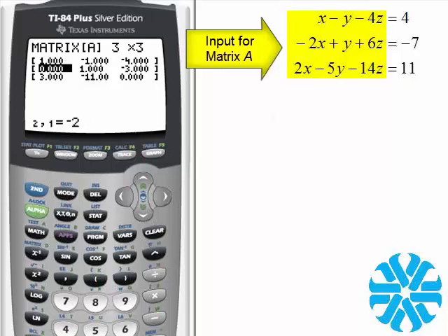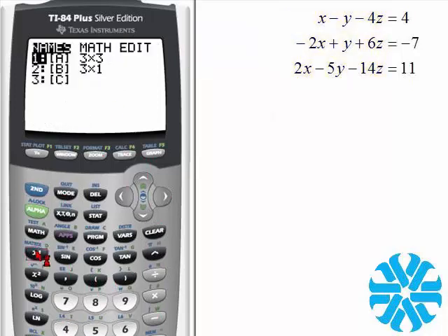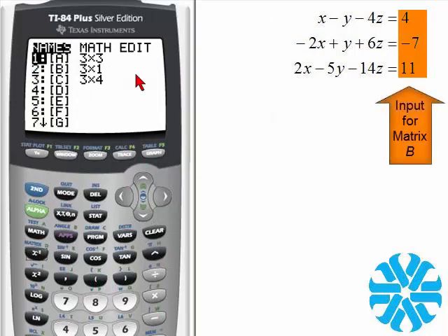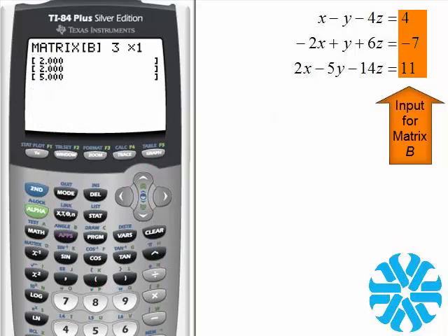-2, 1, 6, 2, -5, and -14. Okay, so that's matrix A. We will now go back into matrix and let's edit matrix B. So we need to move over to edit and then number 2, and let's move down, and our right hand side of the system of equations says 4, -7, and 11. Select enter.